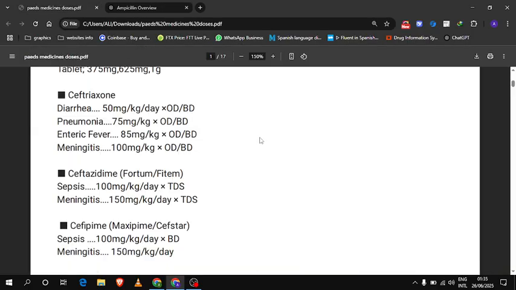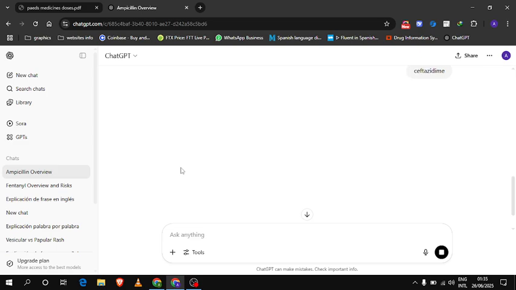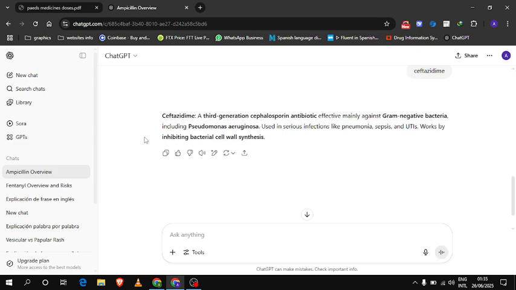The next is ceftazidime. It is also very commonly used in neonates and infants. Ceftazidime, a third generation cephalosporin antibiotic, effective mainly against gram-negative bacteria including Pseudomonas aeruginosa, used in serious infections like pneumonia, sepsis, and UTI, works by inhibiting bacterial cell wall synthesis.